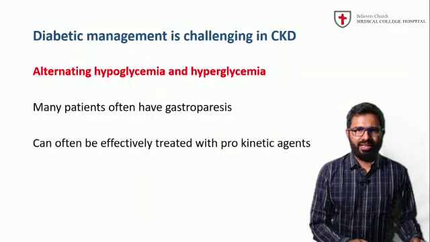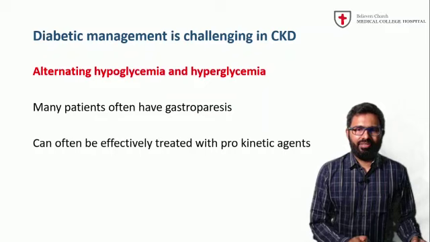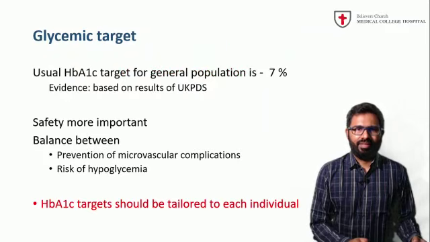Another challenge is that many CKD patients, with CKD due to diabetic nephropathy, have associated diabetic gastroparesis. If they have gastroparesis, the movement of food that we take is not proper in the intestine, and this can result in alternating hypoglycemic and hyperglycemic episodes. This can be very effectively treated with prokinetics.